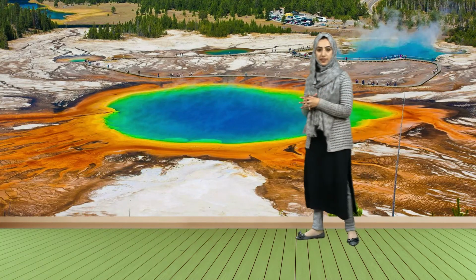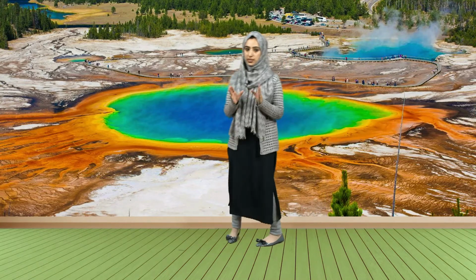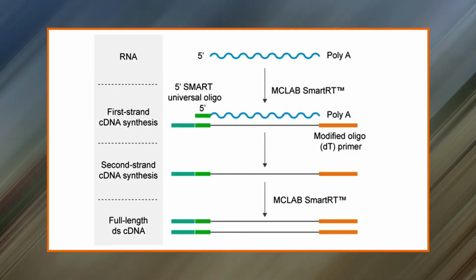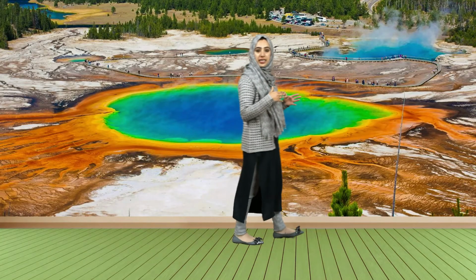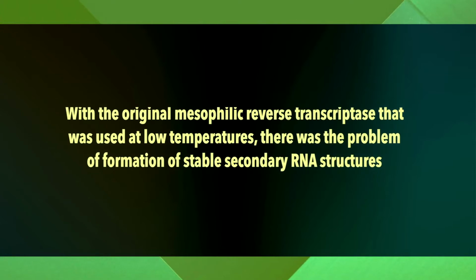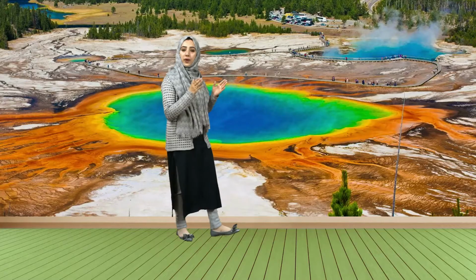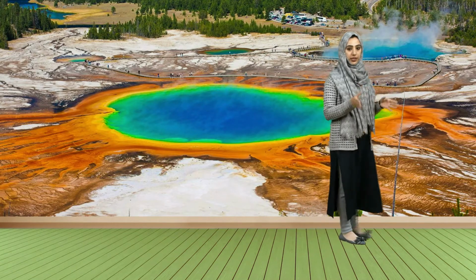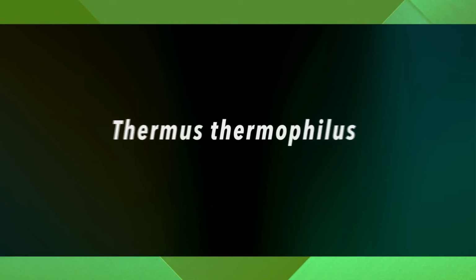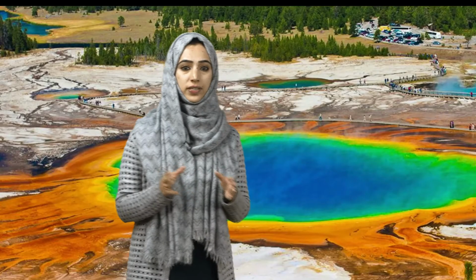Thermostable DNA polymerases can also be used for reverse transcription, in which RNA is used as a starting template by first converting RNA to cDNA. This can then be used to generate cDNA libraries. With the original mesophilic reverse transcriptase that was used at lower temperatures, there was the problem of formation of stable secondary RNA structures. However, many thermostable polymerases can also use RNA as a template. The DNA polymerase from Thermus thermophilus is commonly used for this reaction.